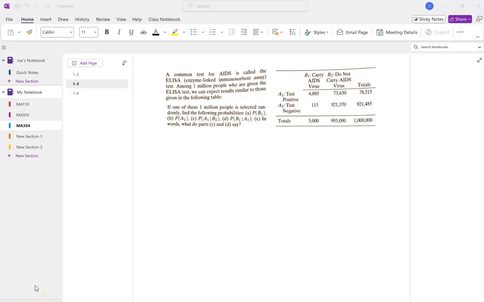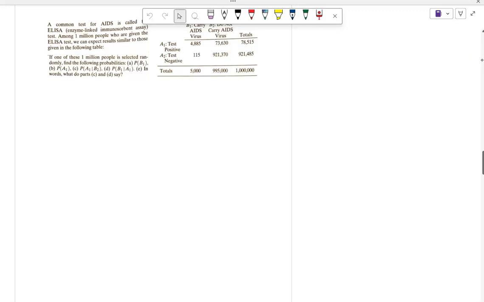All right, so let's continue on talking about conditional probability. This is not the next problem. I think it's the fifth problem, so it should be on the third page. So it should copy the front and back.